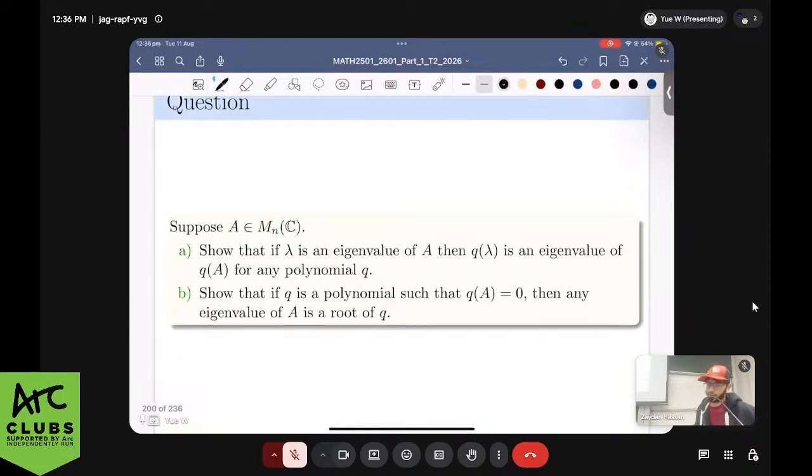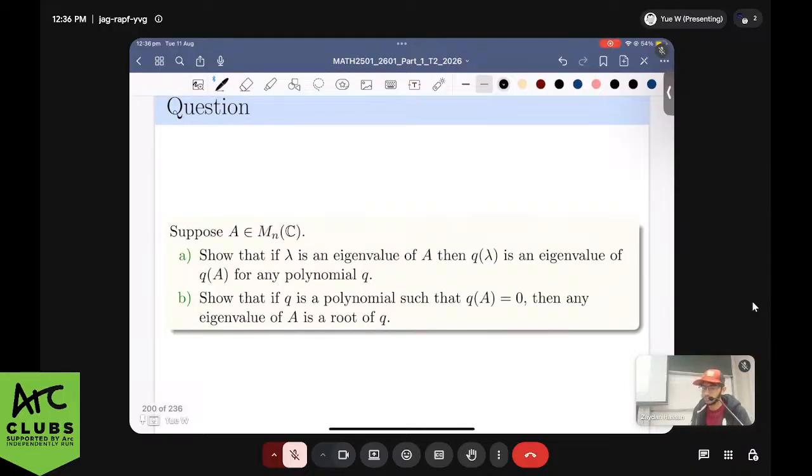Okay, so here's a practice question. I think I'll skip this one, but I'll just explain what it is. Basically, if you have an annihilating polynomial of A, which just means a polynomial Q such that Q of A is 0, for example A squared plus I equals 0, or A squared minus A equals 0, then any eigenvalue of A is a root of this annihilating polynomial. So if A squared minus A equals 0, notice the polynomial is t squared minus t, which is t(t minus 1). Any eigenvalue has to be either 0 or 1.